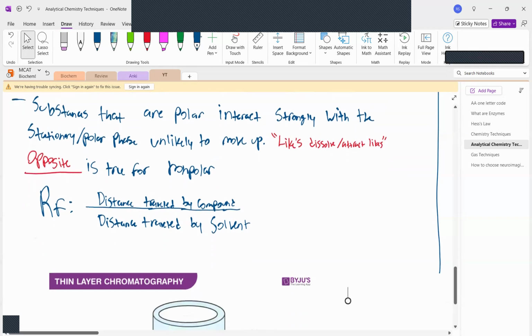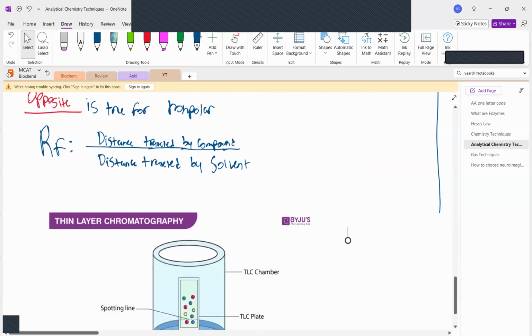And then you have your Rf, which is the total distance traveled by the compound, or substance, over the distance traveled by the solvent. So it doesn't matter how far the solvent or the compound go. It can go infinitely. It's just a ratio of this, and it's always going to be less than one. That's another thing: if they try and trick you and have an answer like 1.4, that's literally impossible. The compound can't travel further than the solvent, because the solvent is how it moves up the plate.